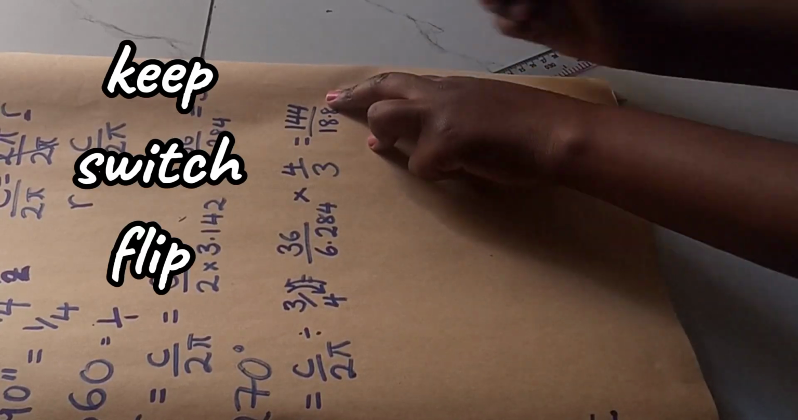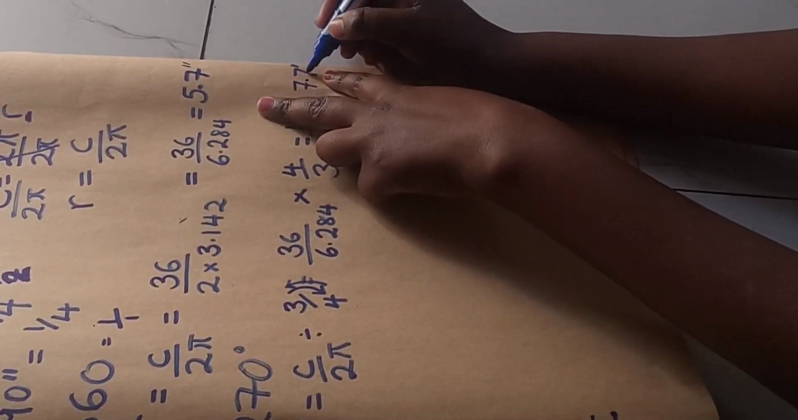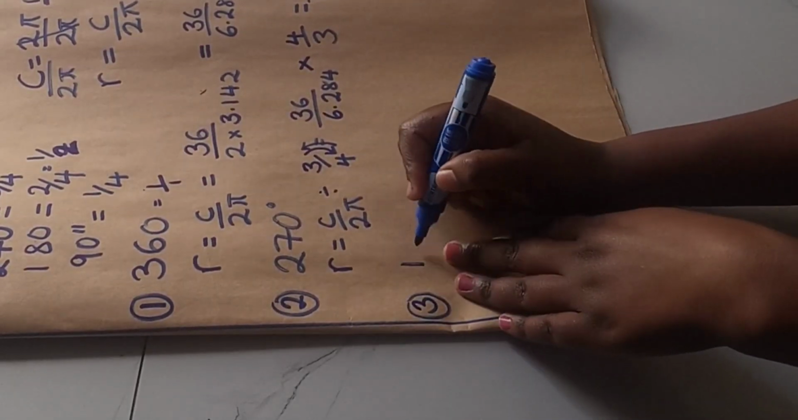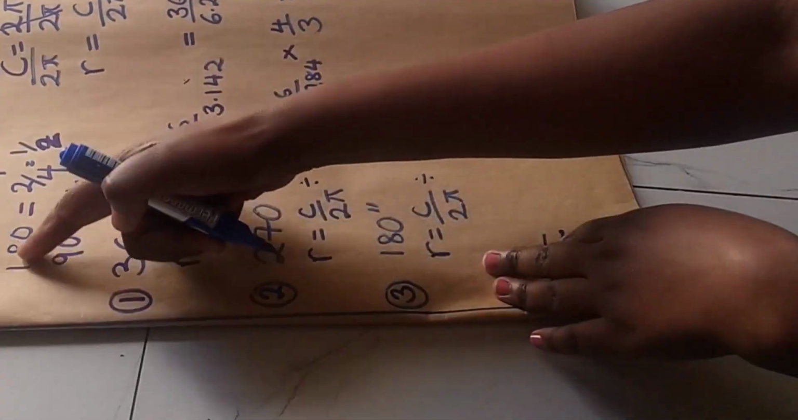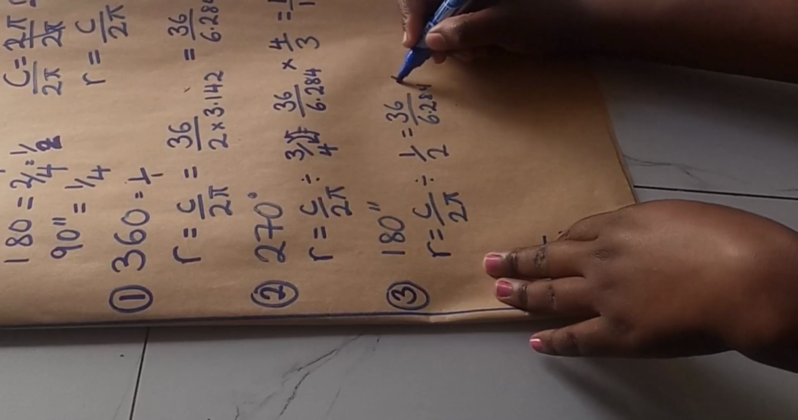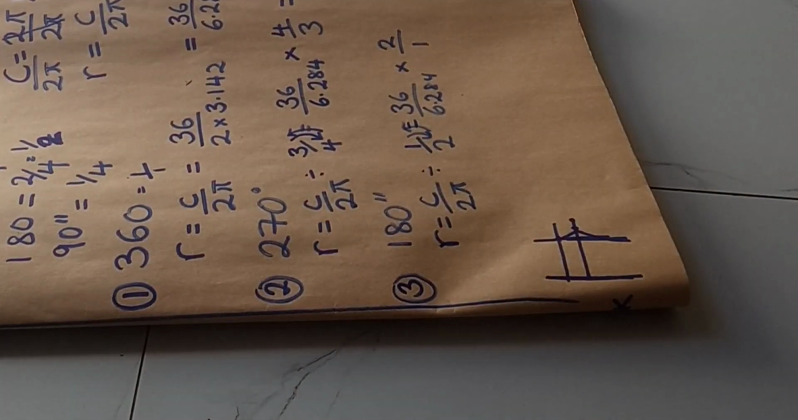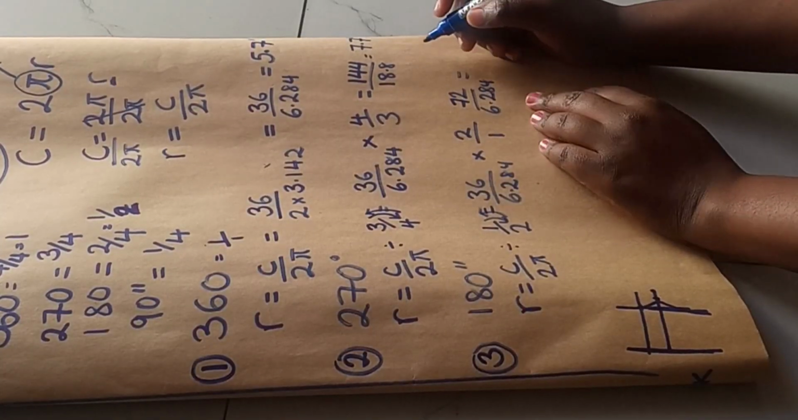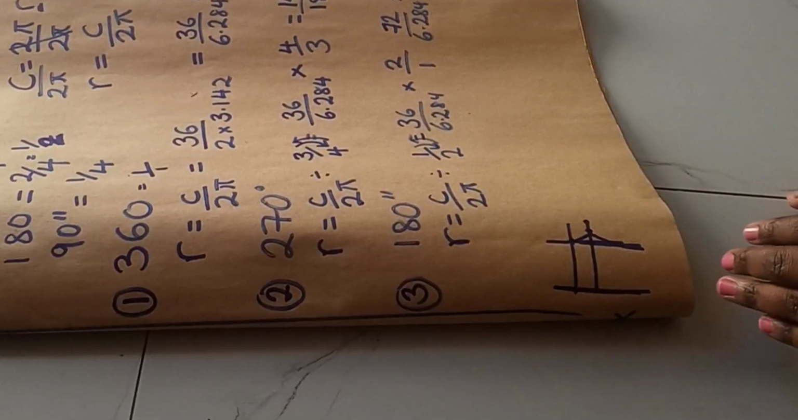Keep means don't change the first fraction. Then switch means switch from division to multiplication. Then flip means flip the next fraction so that it gets easier for you. So as I said, for here we have 1/2. So keep the first fraction, then switch to multiplication, then flip, of which I've flipped the second fraction. And this gives us these numbers. Then we find the radius, which is 11.5.